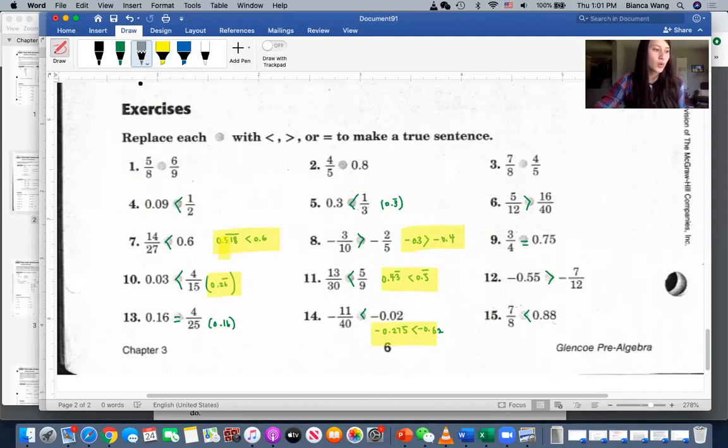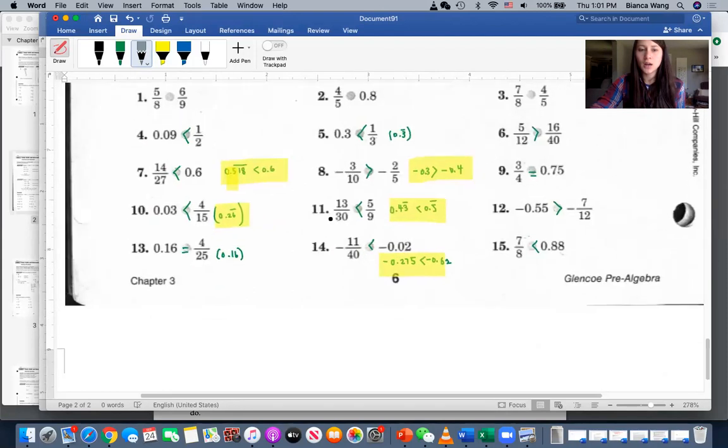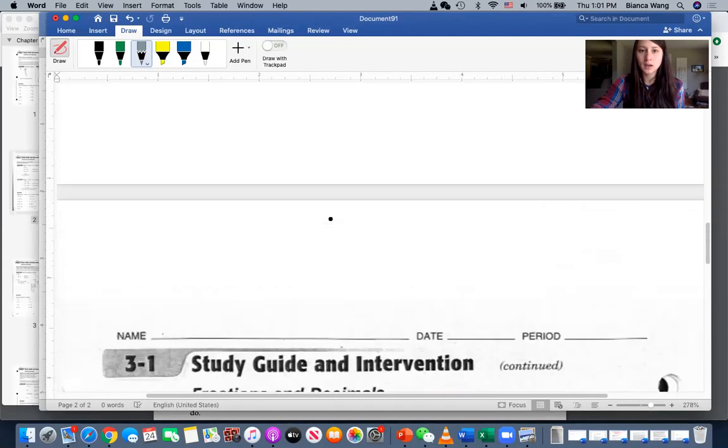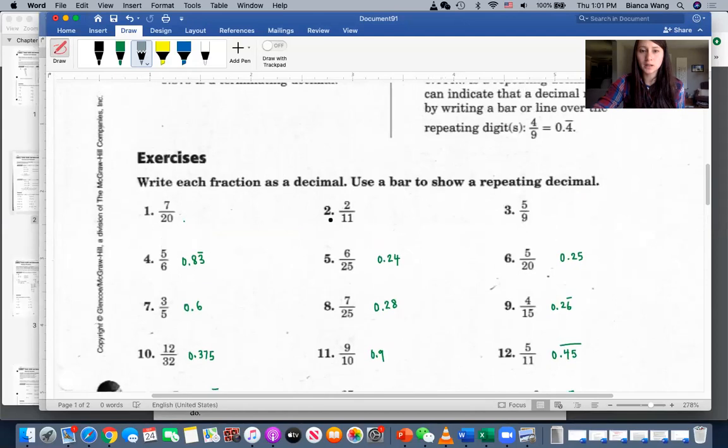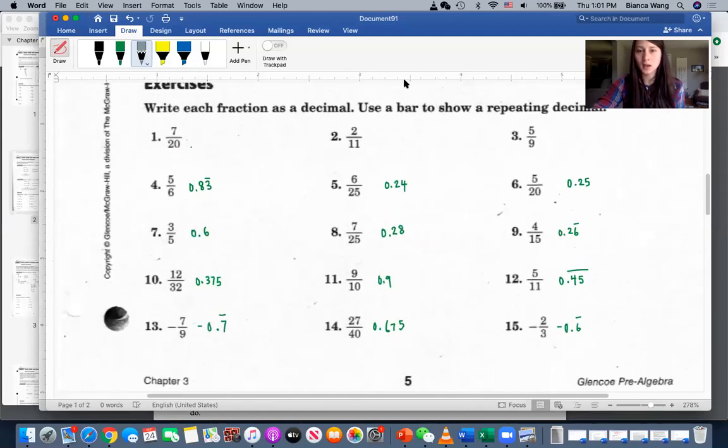All right, I think that's all we have for today. If you are completely done with this, then you can make up some problems for your classmates to work on and see if you guys can get those right.